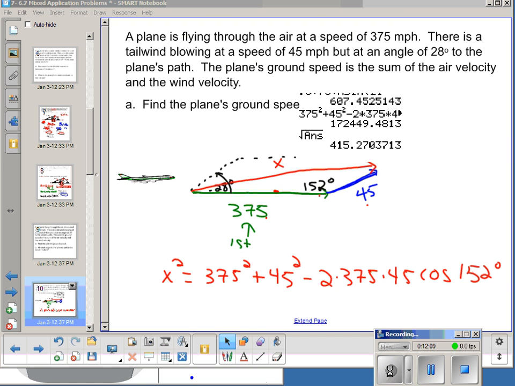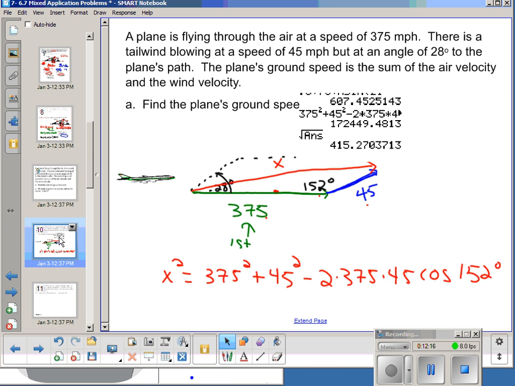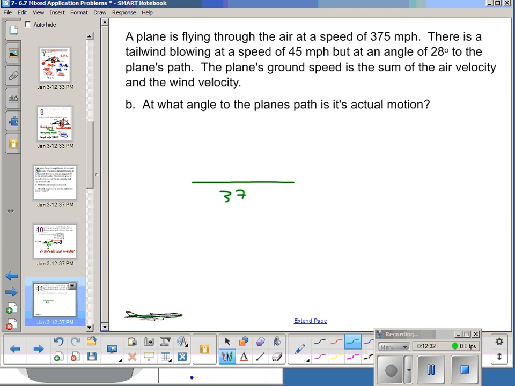Now the second question that we're asking is what angle to the plane's path is its actual motion? So if I think back to this picture, here's the plane's original path, and the actual motion is the red line. So what I want is that angle right in there. Let's redraw it. So I have my 375, I have 45, I have 152, and I want that angle right there.